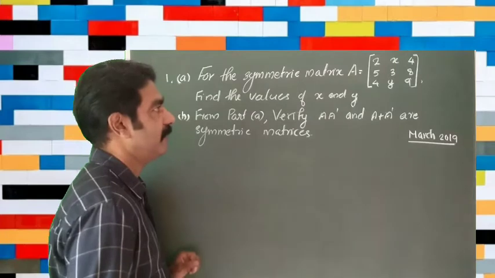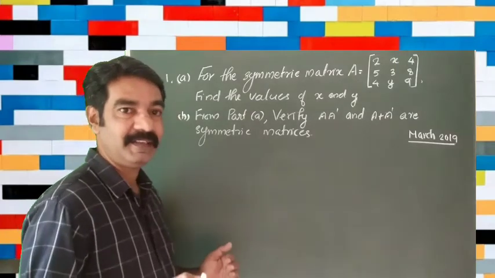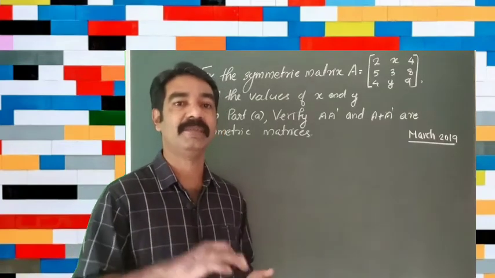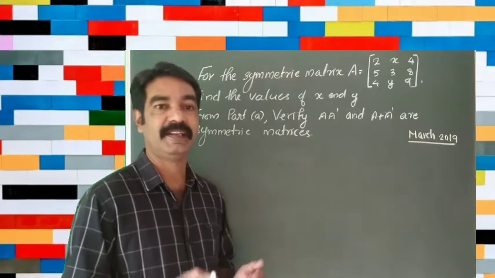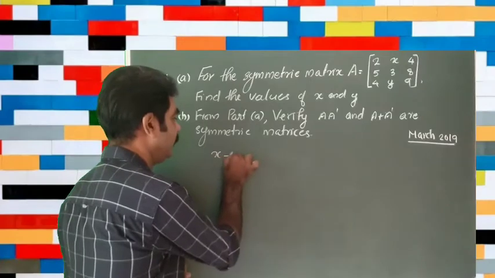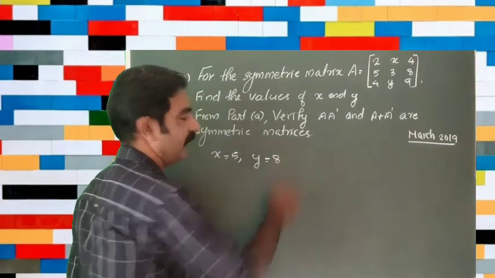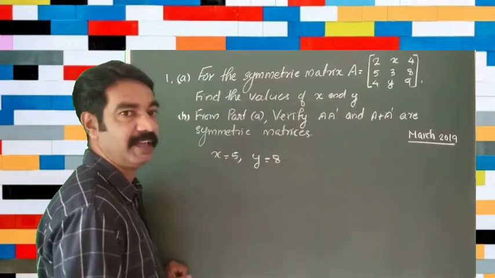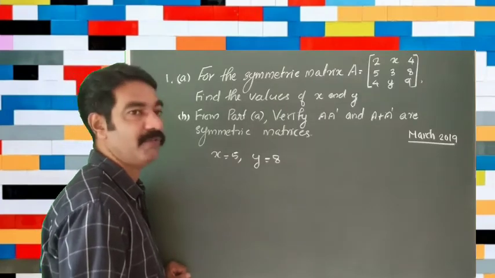Given that the matrix is a symmetric matrix. So what is a symmetric matrix? If you interchange the rows and columns, the matrix will not change. That means A transpose and A are equal. So it is very clear that the value of x is equal to 5 and the value of y is equal to 8. Because from the first row 2, x, 4 and first column 2, 5, 4, surely x is equal to 5.